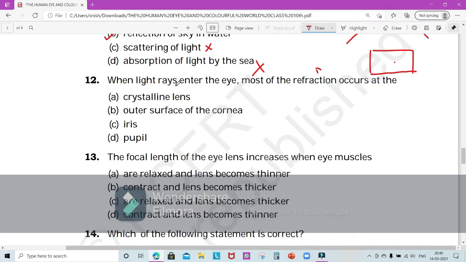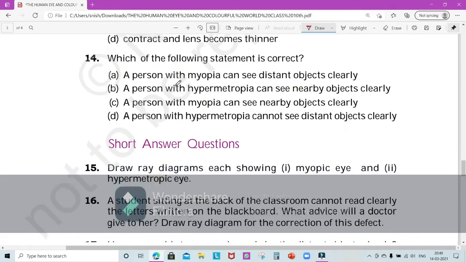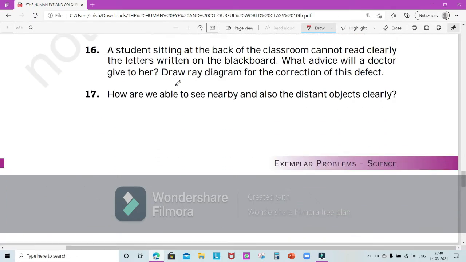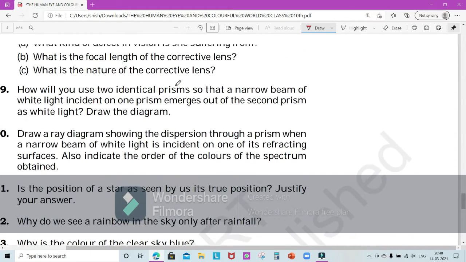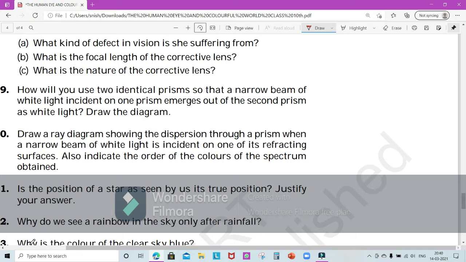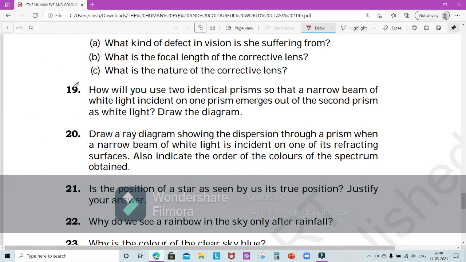Then there's no 12th question, nor 13th, nor 14th. Let's just do the questions which are there. Right, we got a question. Yes, the 9th one. Let's choose a different color.